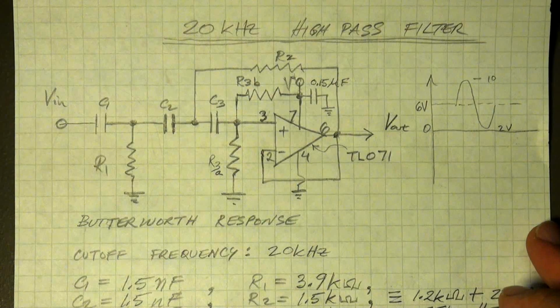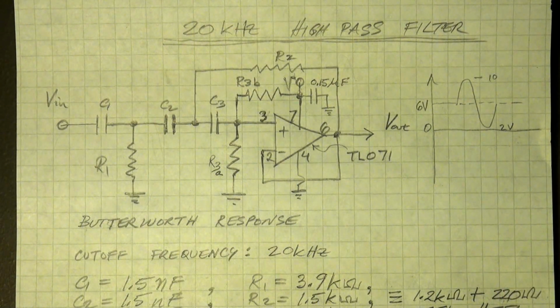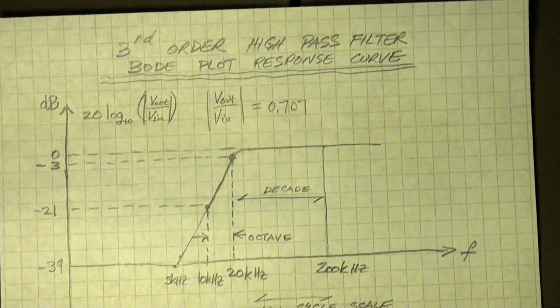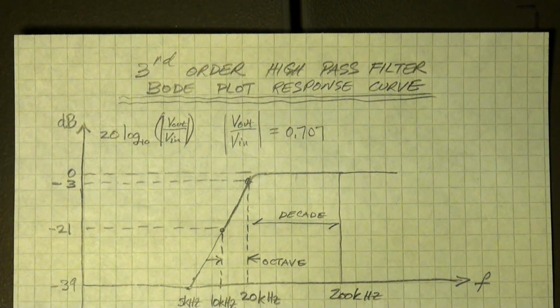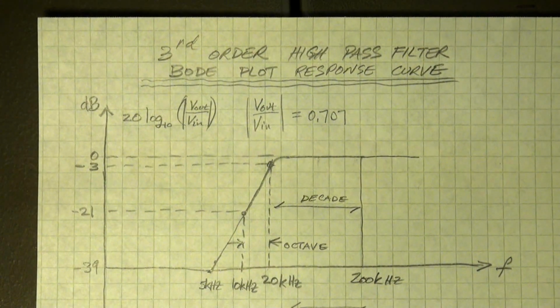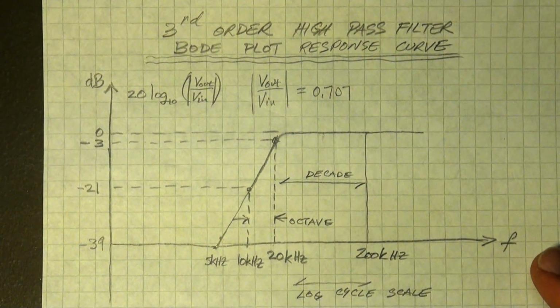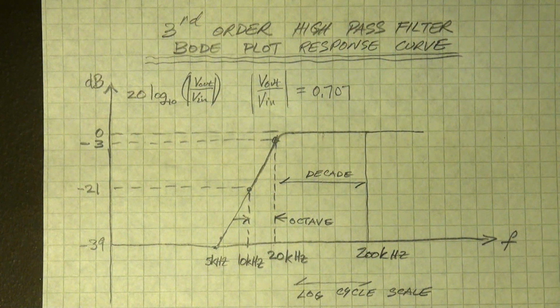Okay, so let's go on and look at the filter response curve and how to characterize the operation of these filters. Okay, that's the next page. So what we do is we plot the output voltage versus input voltage of the filter, their absolute value, on something called the Bode plot.